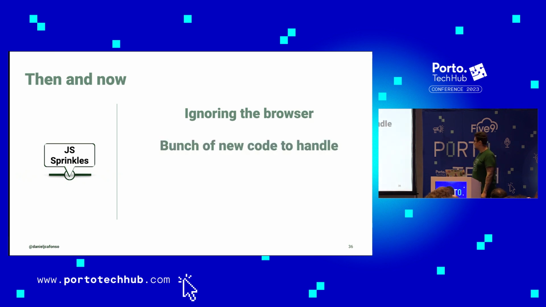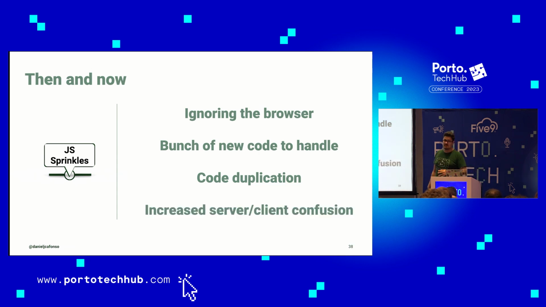Now, another issue that we started having here is there's a bunch of new code to handle, because besides having the code we had on the server, now we're going to have the same code on the client. So there's already some duplication that we can see in our pages and in our code. Finally, this kind of contributed to the confusion of the server and the client. So we don't know what stays on the back end and what stays on the front end.